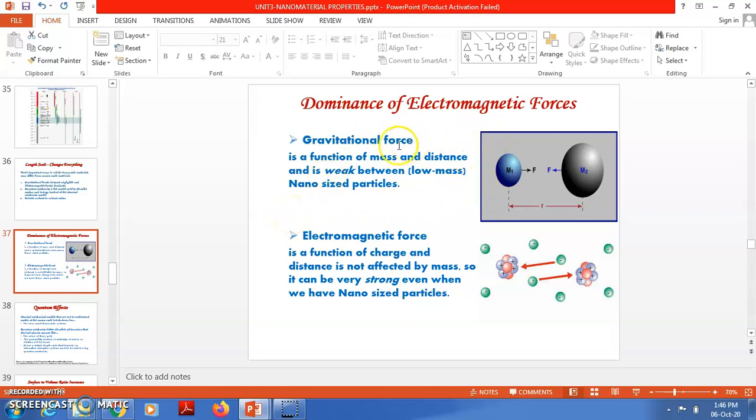Gravity: first, we are going to see the gravitational force is a function of mass and distance, and is very weak between nano sized particles, because here the mass is very small, and due to the low mass only the gravitational force is very less. Then the next one, electromagnetic force, is a function of charge and distance, and is not affected by the mass, so it can be very high in the nanoparticle size.